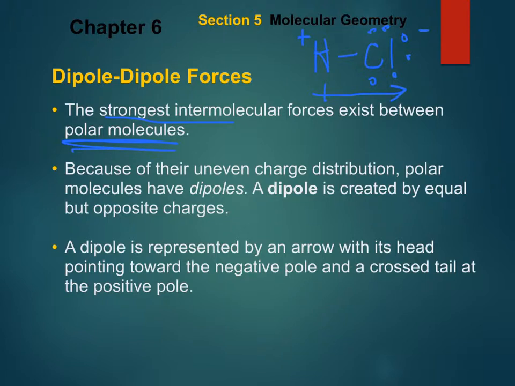Now that's the important part because you have to have an uneven distribution of electrons. If you have evenly distributed electrons, you do not have a dipole, and therefore you do not have this type of intermolecular force. Because there's uneven charges, you form dipoles, and then you have those opposite charges.